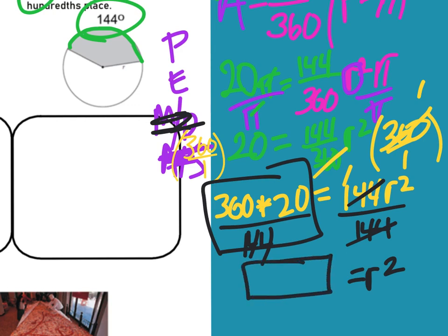So the final step, I have to undo the r squared. I undo r squared with the square root. Take the square root of whatever is in there.